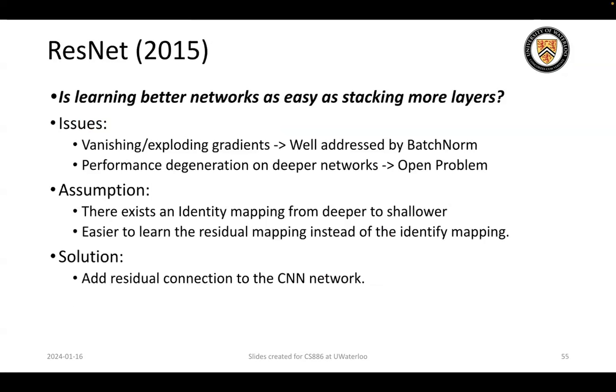The next variant we'll look at is called ResNet. This was proposed in 2015. Here we are investigating whether learning better networks is as easy as stacking more layers. We have issues as we have deeper neural networks, such as vanishing or exploding gradients. This can be addressed by batch normalization. The second issue is performance degradation on deeper networks. This is an open problem. Here we assume that there exists an identity mapping from deeper to shallower layers, and we know that it's easier to learn a residual mapping instead of the identity mapping. The solution is to add residual connections to the CNN network.